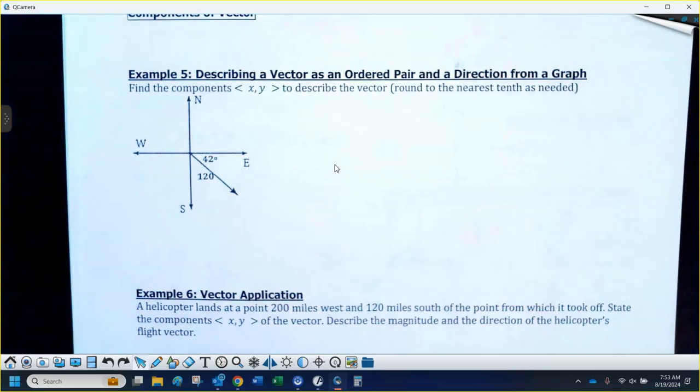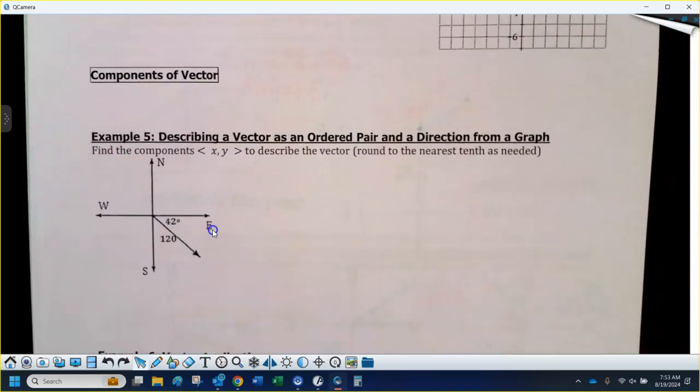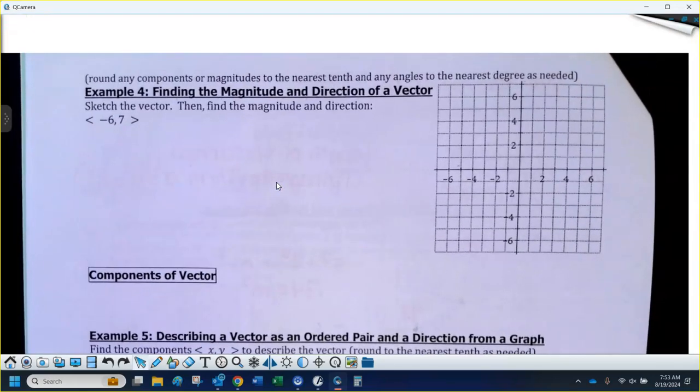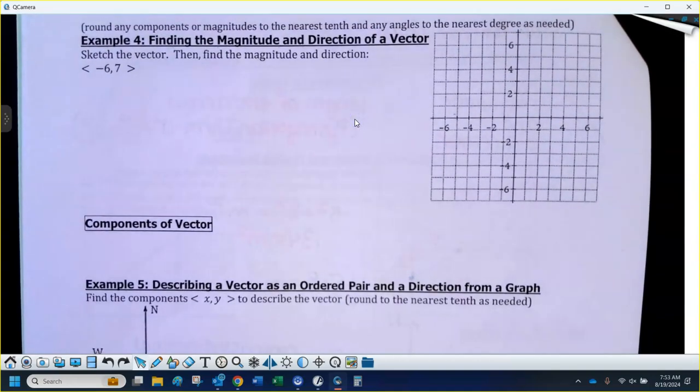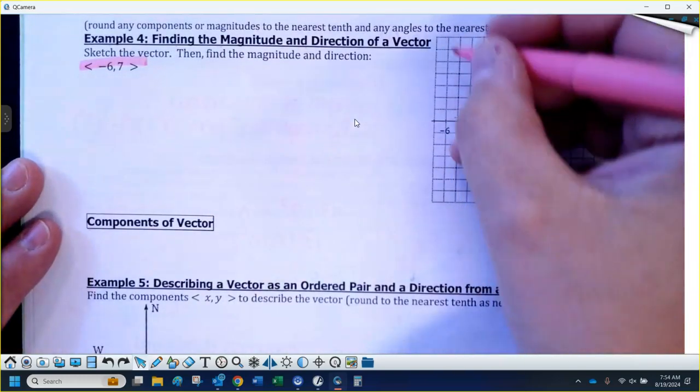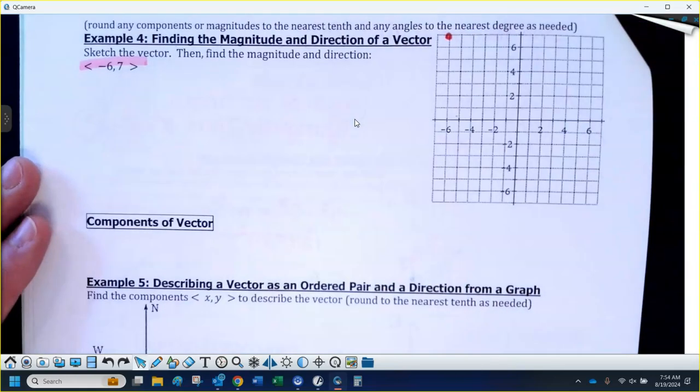All right, now, on the back, I'm going to have you guys find the magnitude, which is just the length again, and the direction of the vector. And it just says at the top, if we're going to find an angle, just round to the nearest degree. If we're going to find a length, we're going to round to the nearest tenth like we've been doing. So first thing we're going to do, we're just going to draw this vector. So it says -6, 7. So we're going to find that point. So I'm going to go over 6 and up 7. It'll be way, way at the top of the graph.